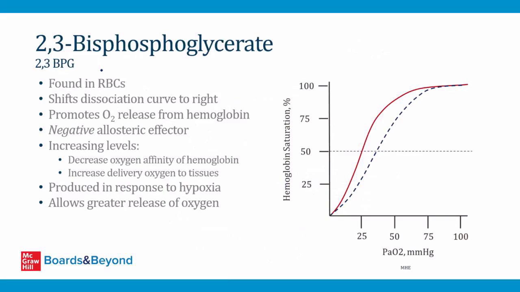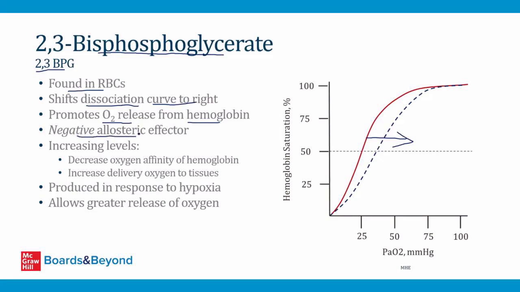Now let's talk about a very important substance found inside red cells that can affect hemoglobin and oxygen, and that substance is 2,3-bisphosphoglycerate, also called 2,3-BPG. 2,3-BPG is found inside red cells, and it shifts the hemoglobin-oxygen dissociation curve to the right. So it moves it from something like the red line here to something like the blue dashed line here. As we've been discussing, anytime that happens, that promotes oxygen release from hemoglobin. And because 2,3-BPG promotes oxygen release, it's actually a negative allosteric effector.